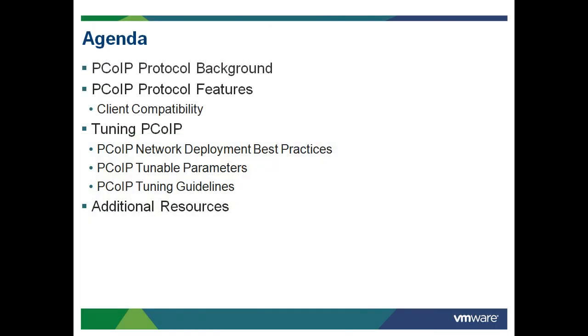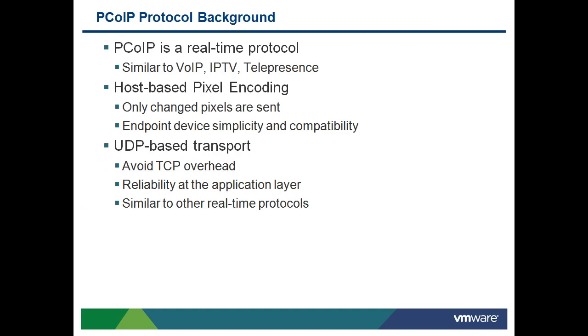So first, I'll give a brief background of the protocol, and then follow that up with a rundown of some key features. As the PC-over-IP feature set and number of client endpoints supported has grown, we're now at a point where I'll discuss a client compatibility matrix as well. And then we'll move into tuning PC-over-IP. This is broken into three major sections: network deployment best practices, an overview of the tunable parameters within PC-over-IP, and the last section which goes into some guidance on how to apply those parameters to specific situations. Finally, I'll share a few links to additional information regarding the optimization of PC-over-IP.